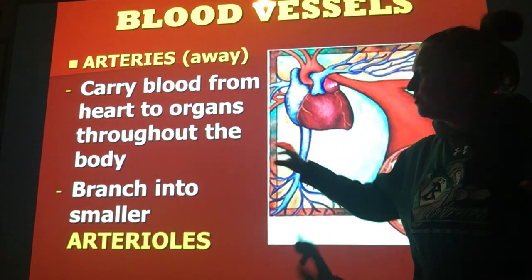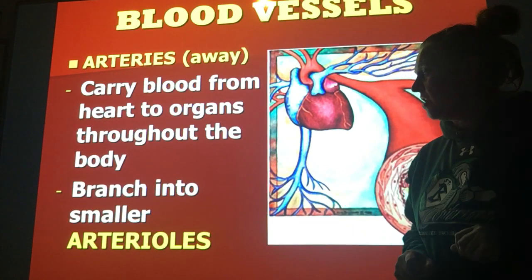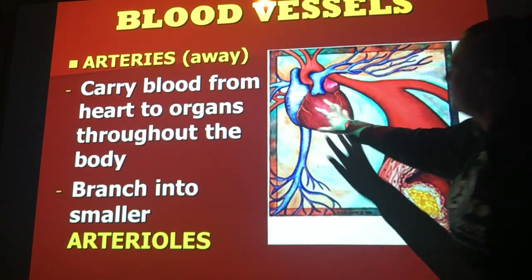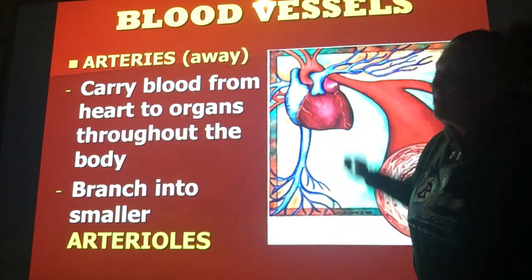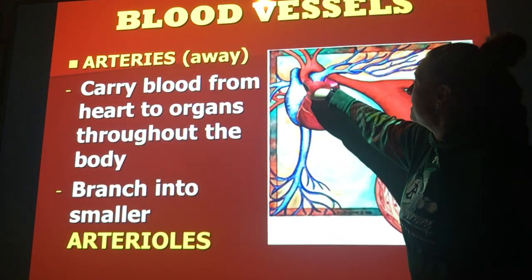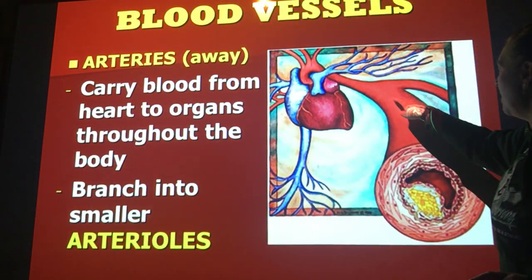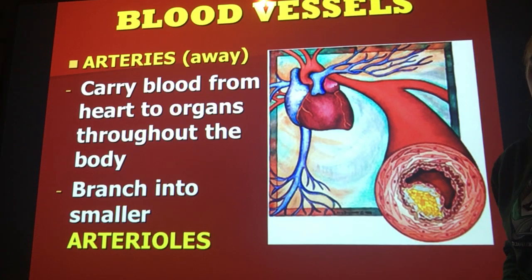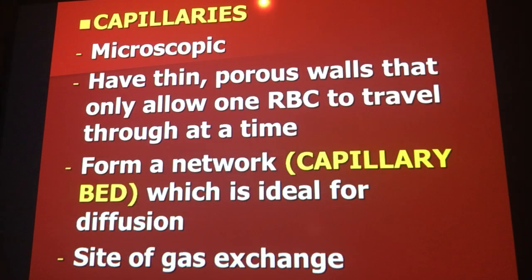Arteries branch into smaller branches called arterioles, and I have a diagram on the next slide to show you that. So there's your heart, and this is the aorta, the biggest artery in our body. The aorta comes away from the heart, and then the aorta branches off into arteries, which branch off into arterioles. So arteries: blood away from the heart.